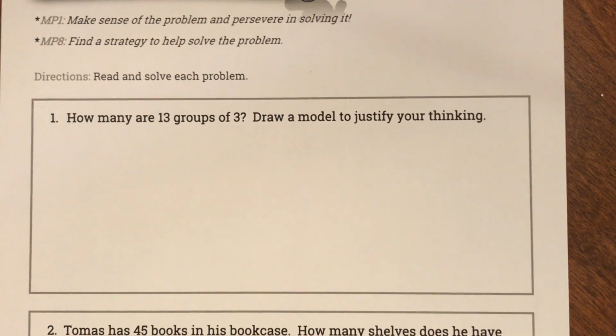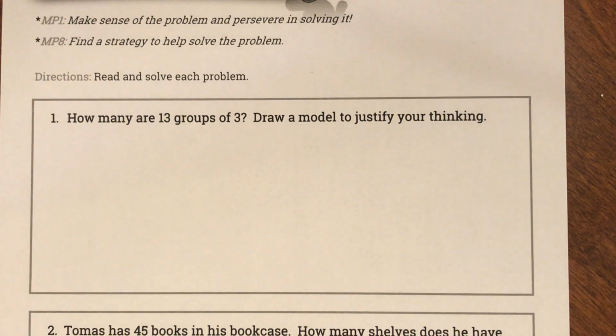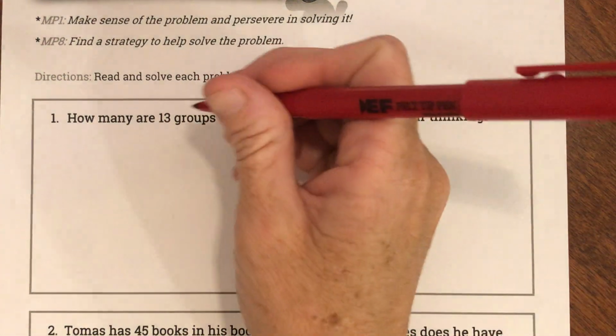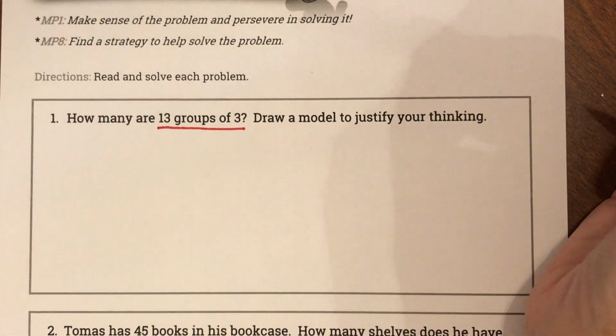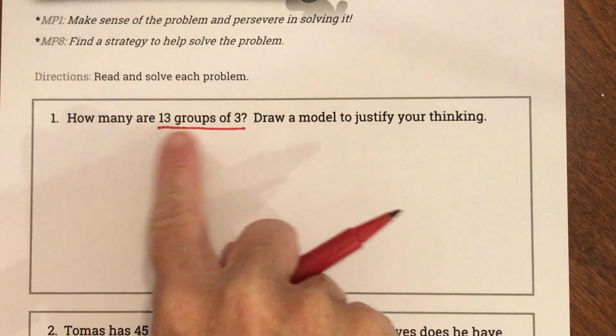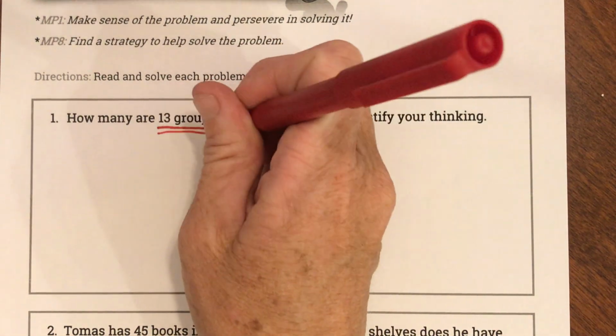If you want to watch for a moment, ladies and gentlemen, here's my first problem. It says, how many are 13 groups of 3? And then it says, draw a model to justify my thinking. Okay, so I read the problem, step 1. Step 2 says I'm going to underline key information. I have 13 groups of 3. So I really only have one main statement: I have 13 groups. I can underline that again.